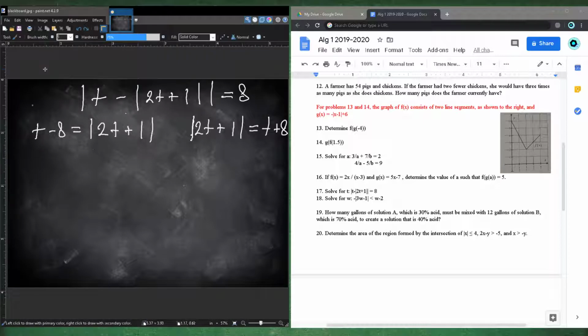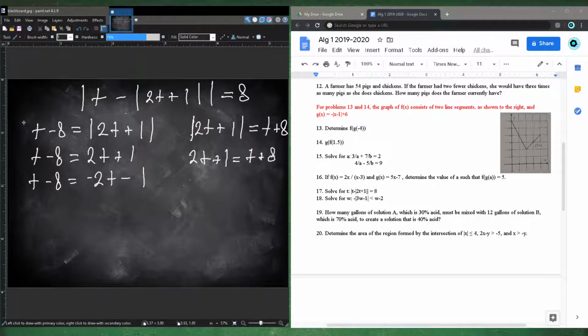So if the inside was positive, just leave it. So 2t plus 1. Or if the inside was negative, we're going to have to multiply by negative 1. So 2t minus 1. Or this one is going to be 2t plus 1, right? Equals t plus 8. Or if this was negative, multiply by negative, so negative 2t minus 1 equals t plus 8. So doing each scenario, let's do this one, then this one, then this one, then this one, okay? So we're going to have 4 possibilities, and we have to check for which ones work.